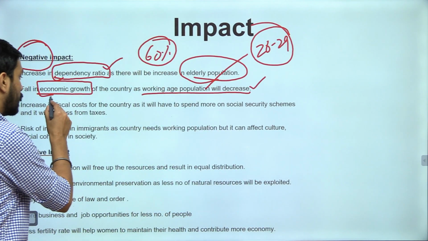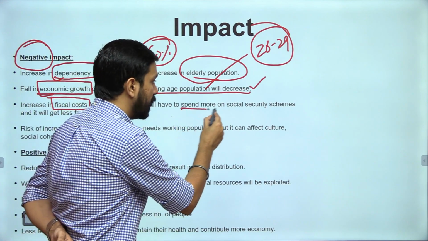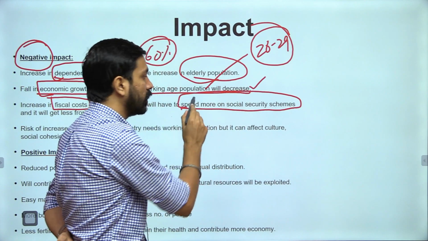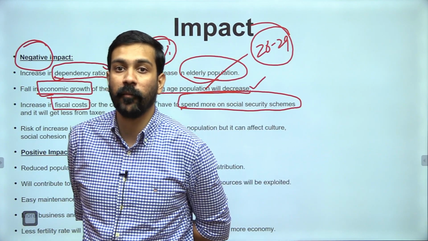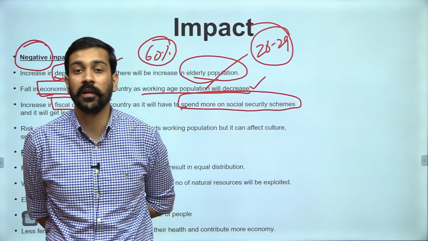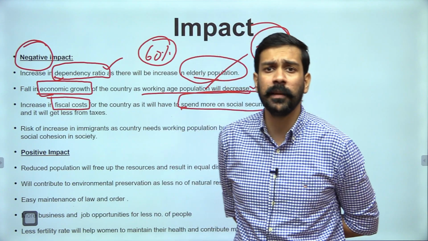Third one, increase in the fiscal costs. Just a linkage with it, because the government will have to spend more on the social security schemes, as I've already mentioned, in the form of pensions, or in the form of health benefits, insurance benefits, or elderly pensions.